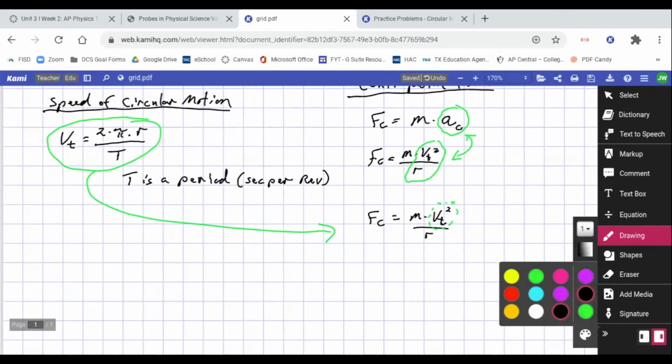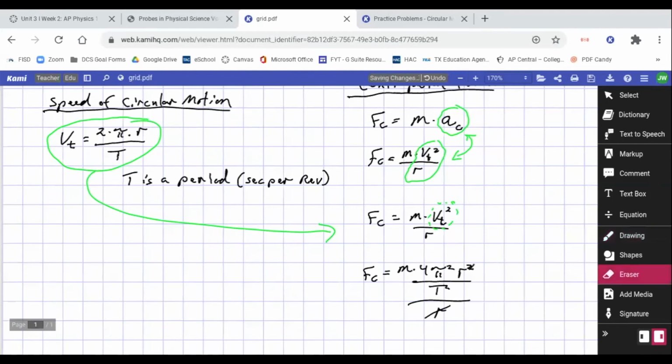You can say, okay, I've got F_C is equal to mass times velocity squared, which would be 2 squared is 4, pi squared would be pi squared, and then I would have r squared over T squared. And then the formula is divided by r, so this r cancels out the square.